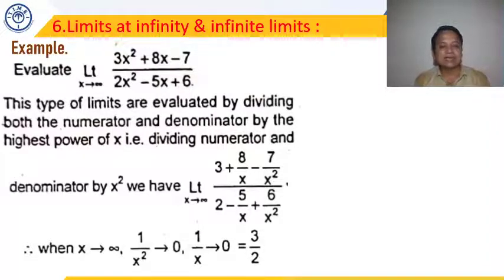So whenever x is tending to infinity, we take the highest power of x as common, and then 1 upon infinity or 1 upon infinity square tends to 0, so we get the value of the expression. If the highest power is the same in both numerator and denominator, then the value comes out to be 3 by 2, as in this case. We have taken x square as common throughout. So whenever x tends to infinity, we try to take x square as common.